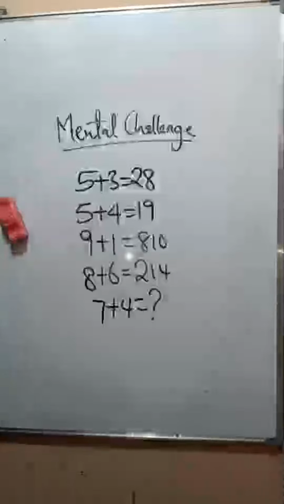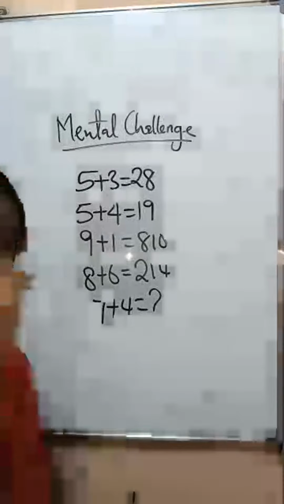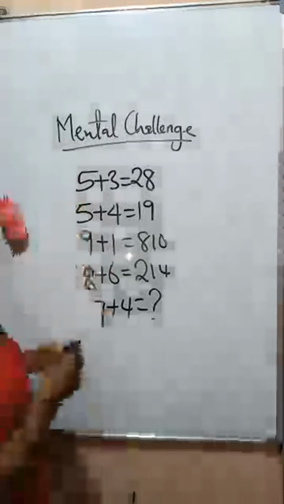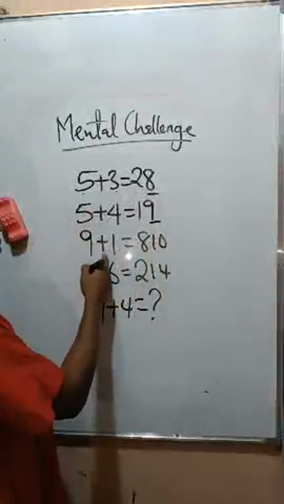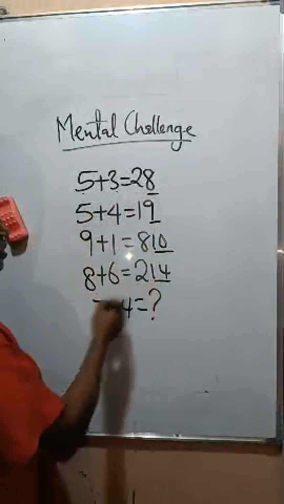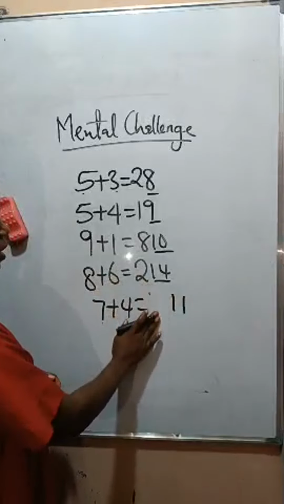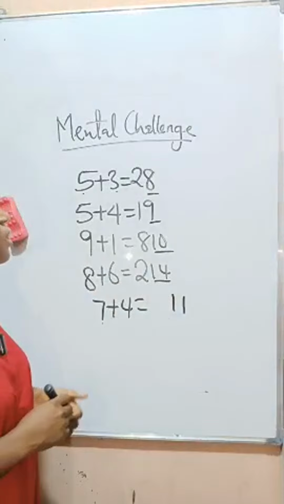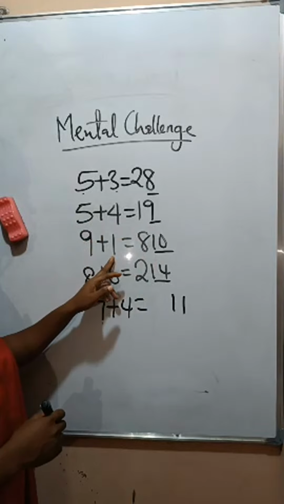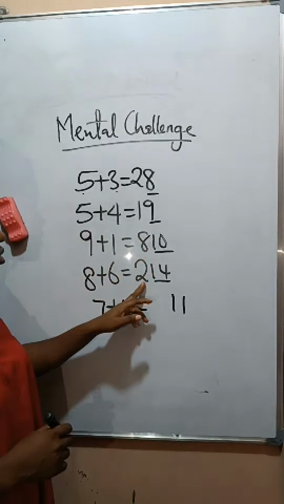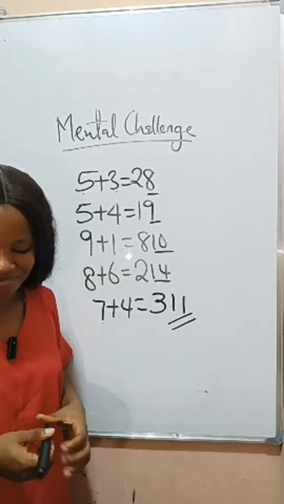So to solve this one, we have 8 here. And you can see that 5 plus 3 is 8. 5 plus 4 is 9. 9 plus 1 is 10. 8 plus 6 is 14. Now, let's add this first. 7 plus 4 is 11. Okay? Then we go back. 5 minus 3 is 2. 5 minus 4 is 1. 9 minus 1 is 8. 8 minus 6 is 2. So 7 minus 4 is 3. And that is the answer.